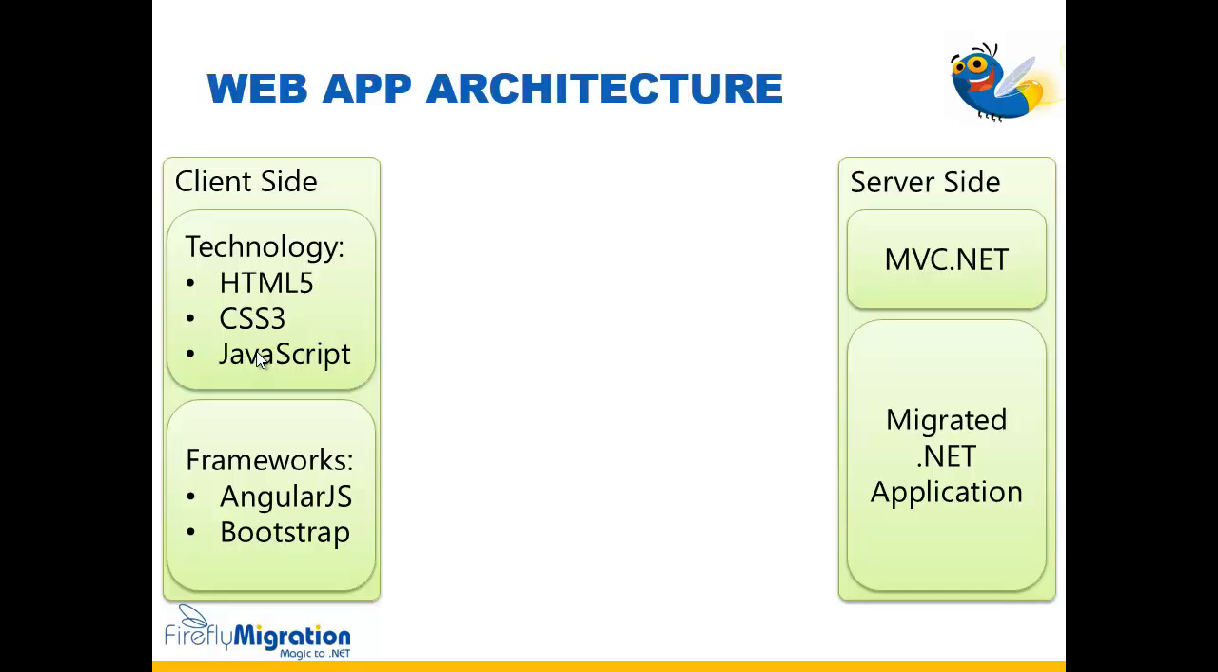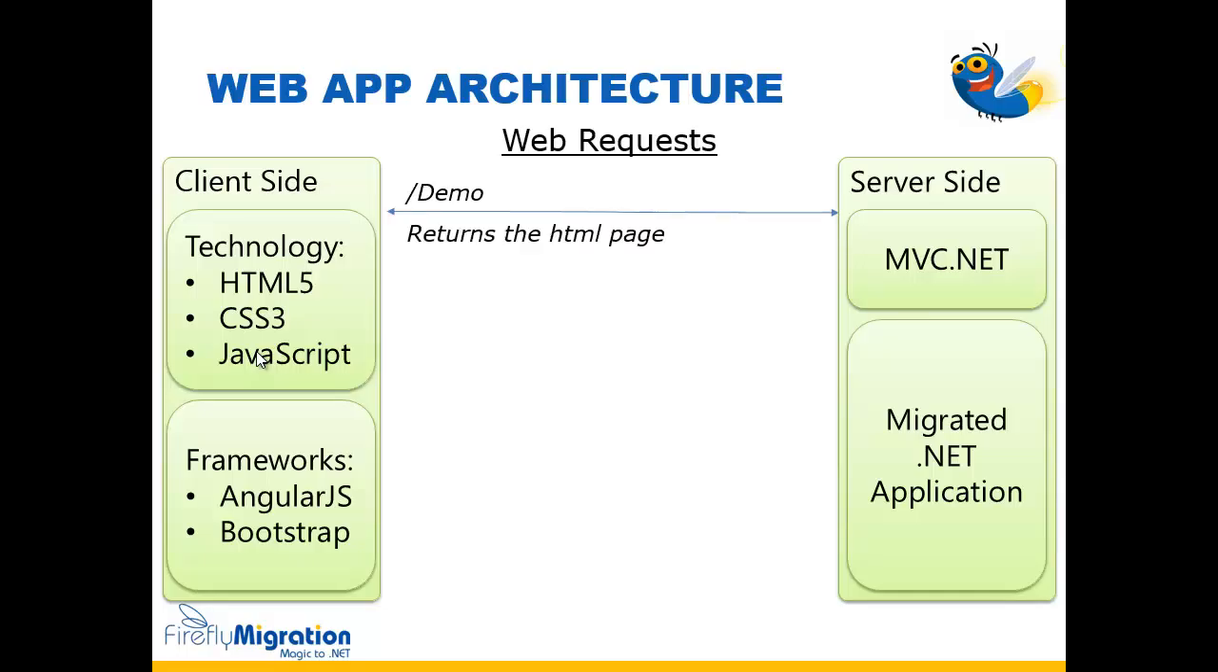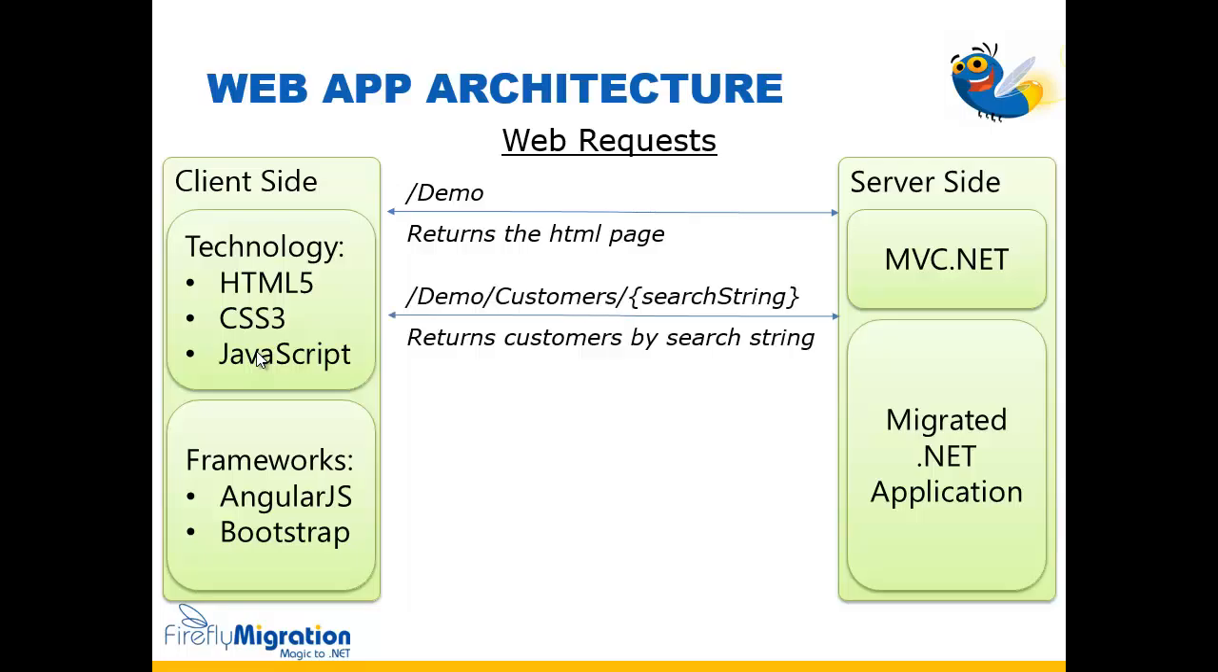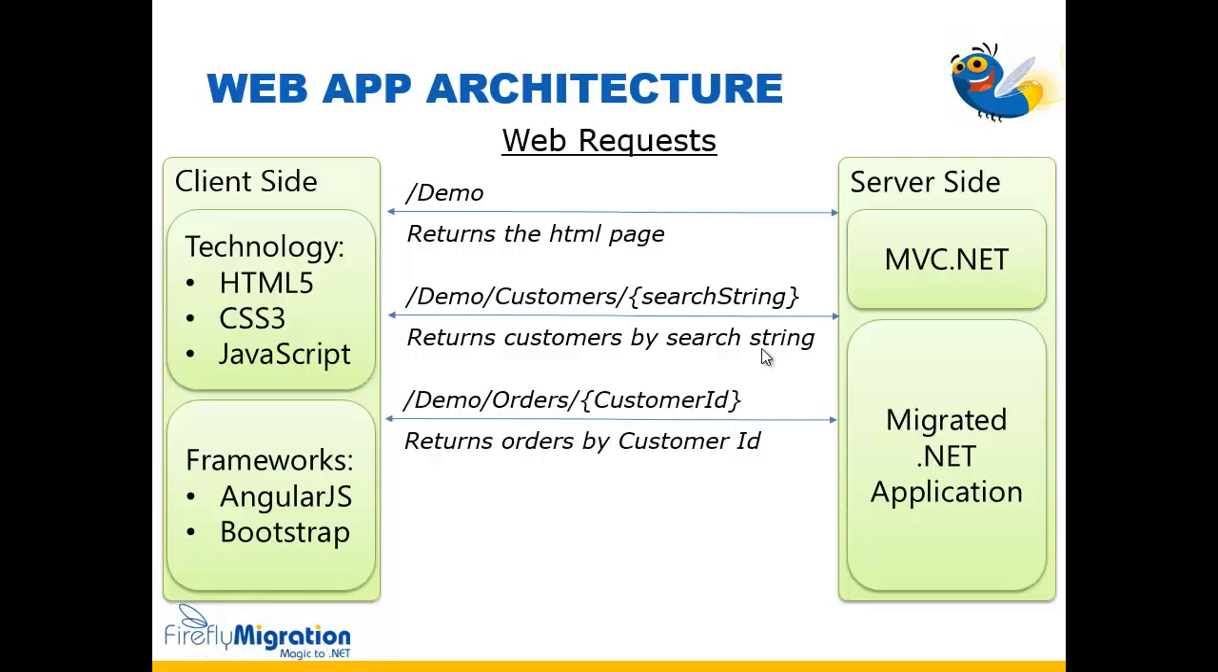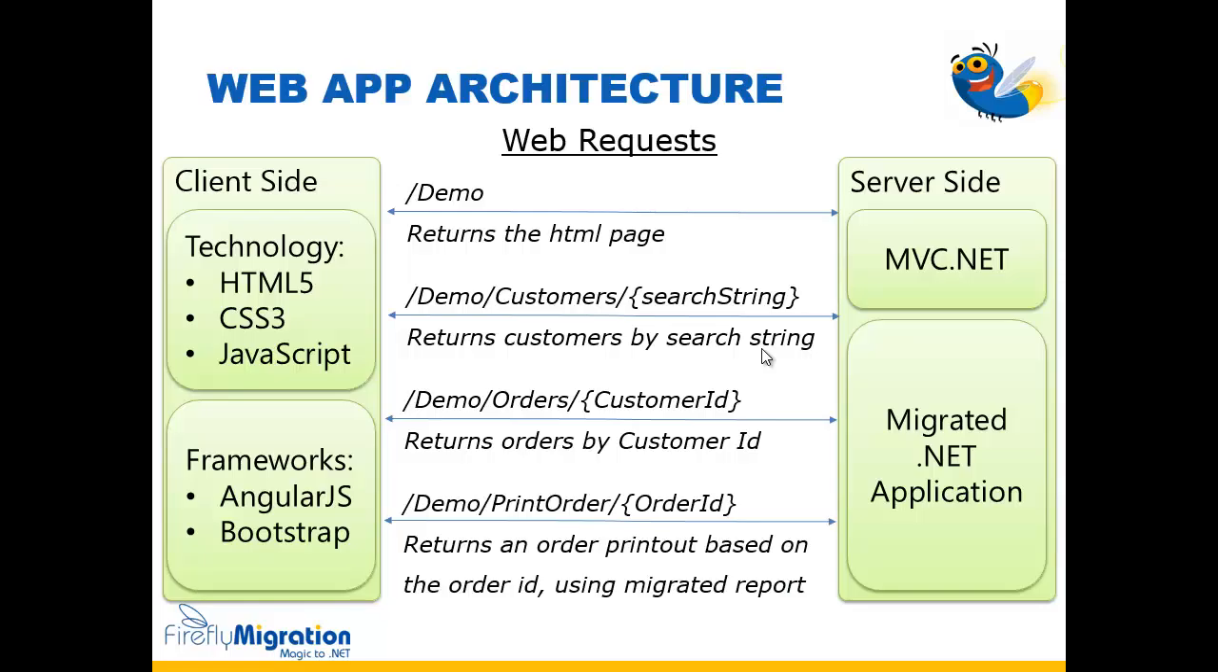Now in our demo, there were several web requests. There was one to go and get the HTML page. There was one to go and get the customers. We search for customers based on a search string, and we get the customers that match that search string. There was one to get the orders based on the customer ID, and there was one to print the report based on that order ID. Cool, so this is the overview of our demo.